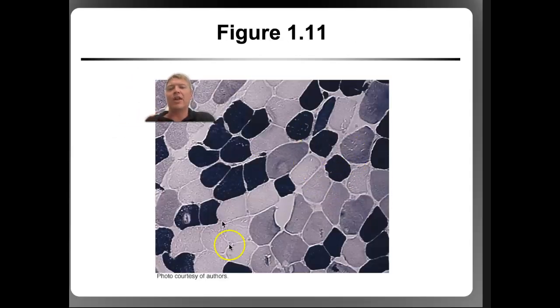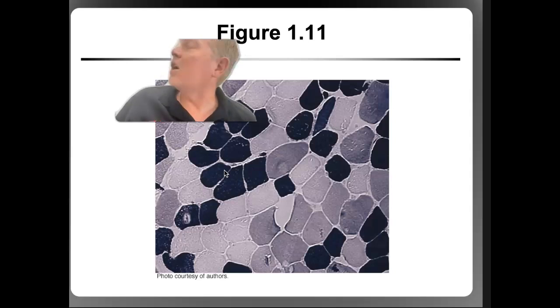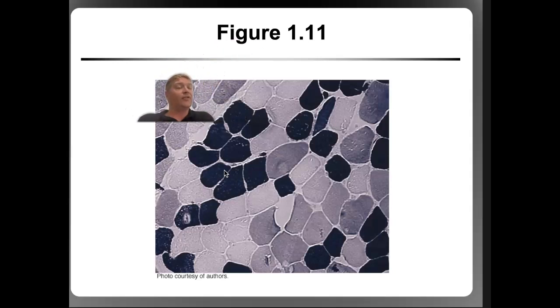This is what that would look like in a microscope. The black ones are type 1s. Type 2s are very white, the lightest ones, and then the type 2X are the more gray ones. I know that's probably not the greatest picture up there. Honestly, that one's better than in the projector downstairs.